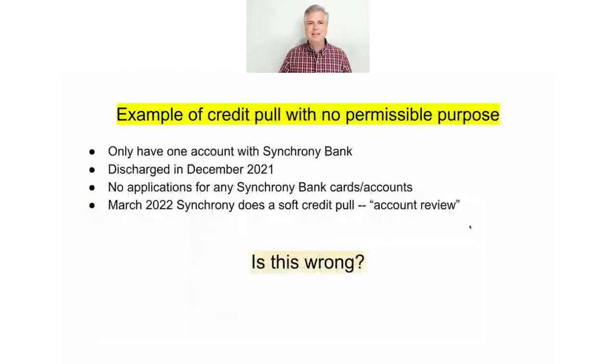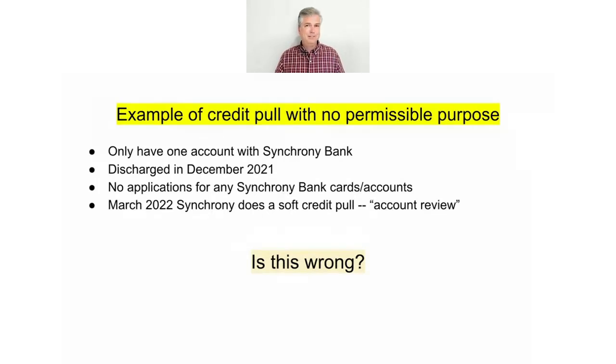Okay, so let's look at this credit pull. And would this be a permissible purpose or not? So I have one account with Synchrony Bank, discharged December 21, and I don't apply for anything with Synchrony. I don't have any accounts. They don't take over any of my other credit cards. I got nothing. Okay, nothing with Synchrony Bank. And so this month, March 2022, they do a soft credit pull and they say, we did that as an account review.